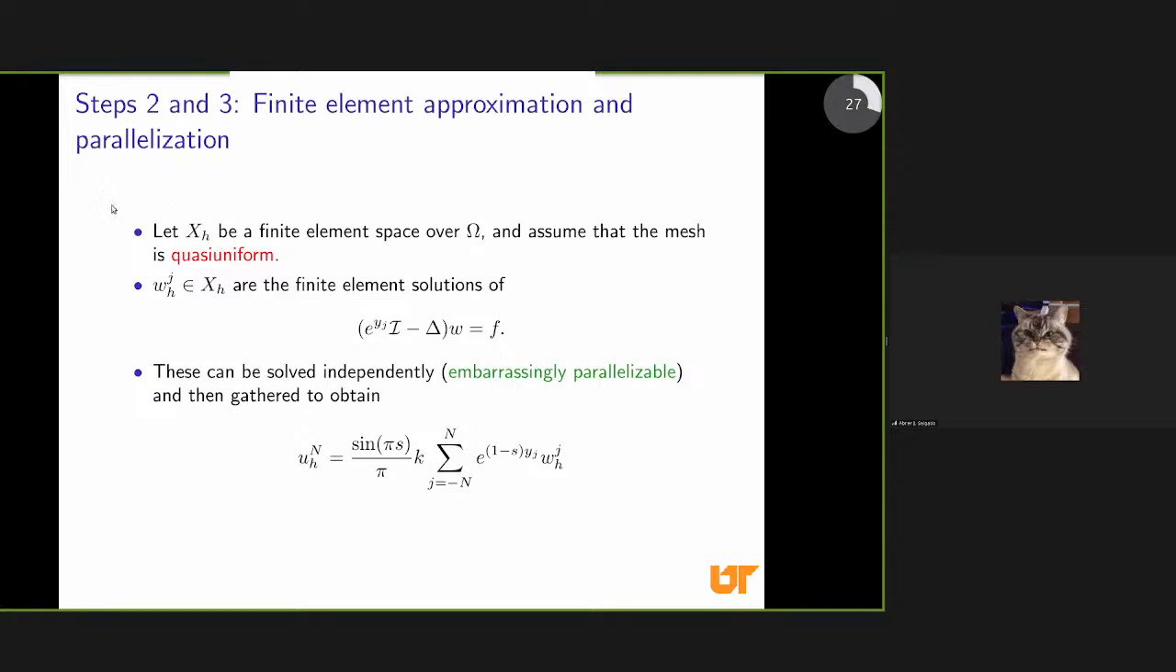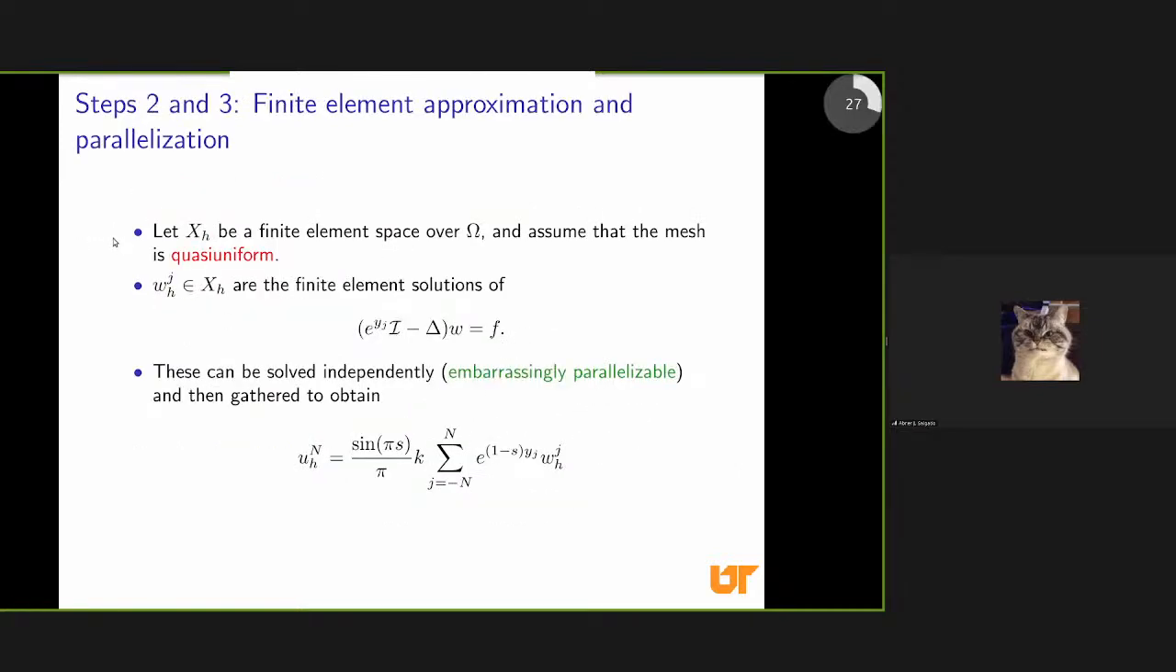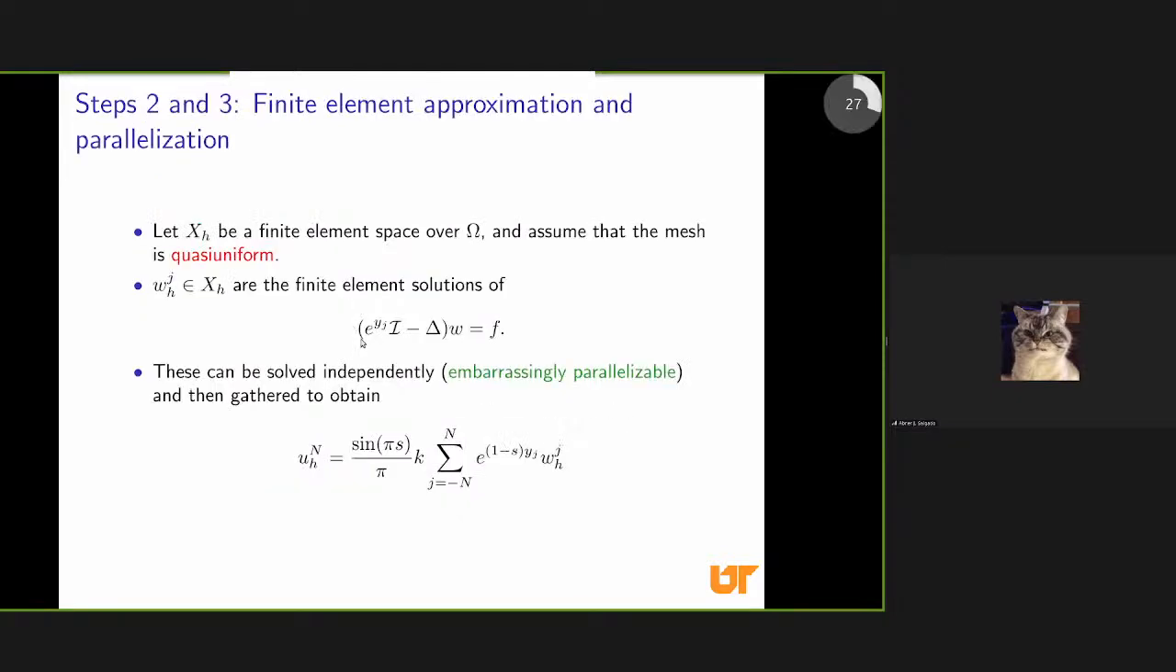Then each one of the problems at the quadrature nodes that you need to solve, you approximate with finite elements. This makes the problem, again, embarrassingly parallelizable because once you know your quadrature nodes, these problems are set up, they don't talk to each other, and so you solve them independently and you gather them together. And so you obtain this, if you want, representation of the approximate solution to your problem.